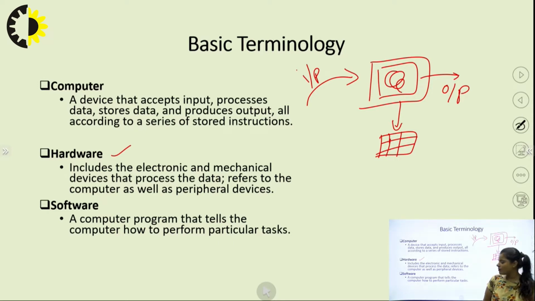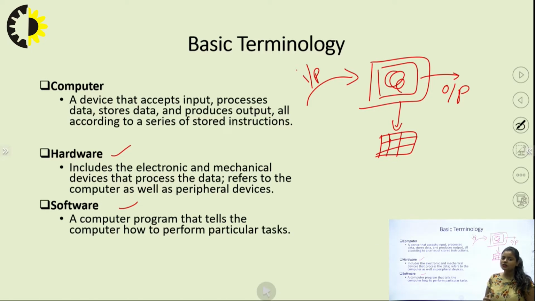If I talk about the software part, what is software? Software is nothing but a program that tells the computer how to perform a particular task. Means we have so many hardware. This board is also a hardware. You are watching my video, so you also have some kind of hardware, any mobile phone or laptop. So this is basically all about the hardware part.